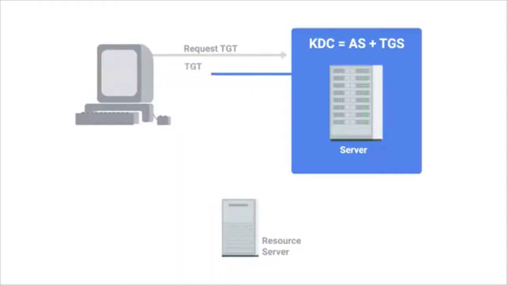The AS will then use this secret key to encrypt and send a message containing the client TGS session key. This is a secret key used for encrypting communications with the Ticket Granting Service, or TGS, which is already known by the authentication server. The AS also sends a second message with a Ticket Granting Ticket, or TGT, which is encrypted using the TGS secret key.